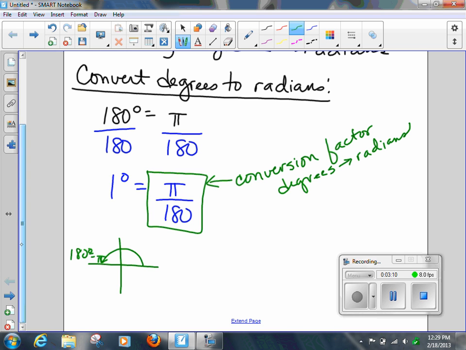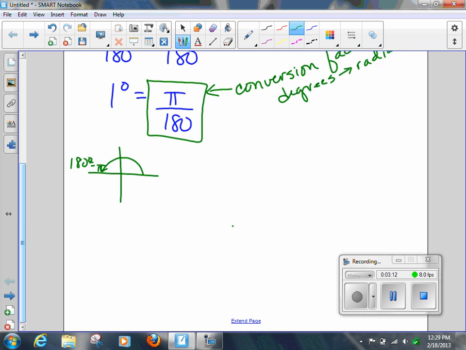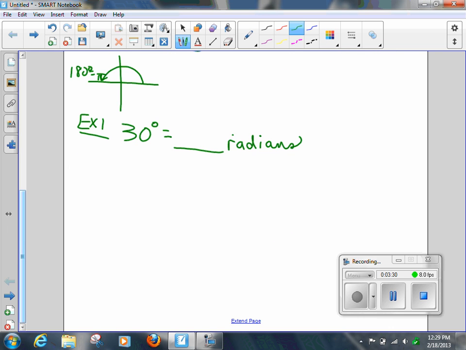Now, mathematically, I want you to convert 30 degrees into how many radians? We already know this, but what if you had to prove it? Here's what I would do. And I hate making conversions. I cannot stand it. A factor is something that we multiply, okay? What is our conversion factor?